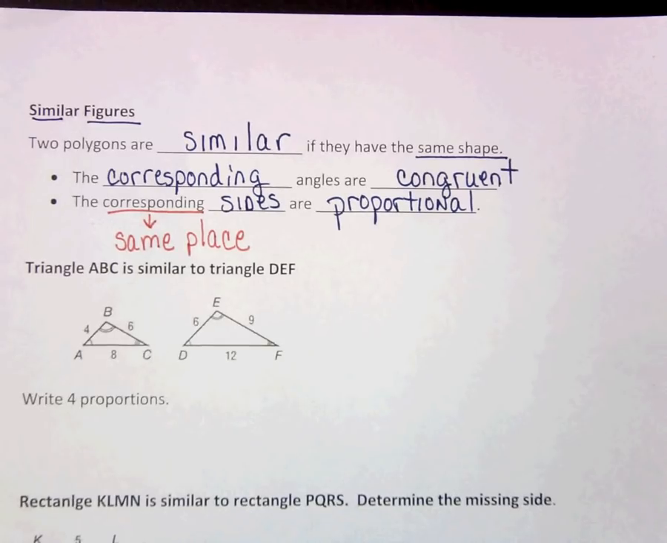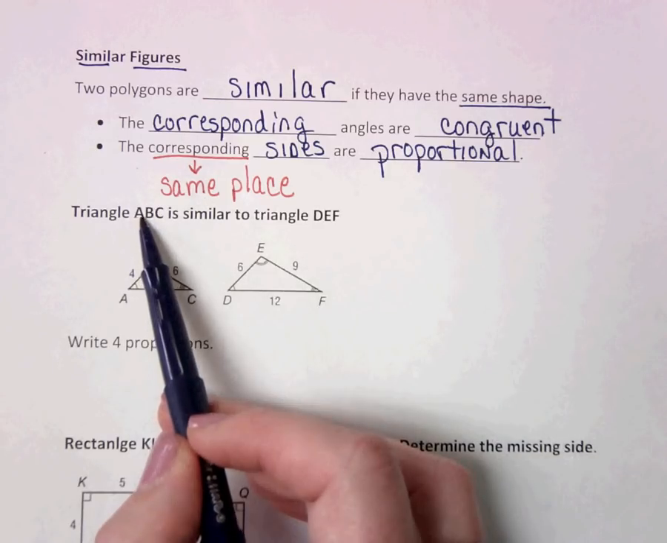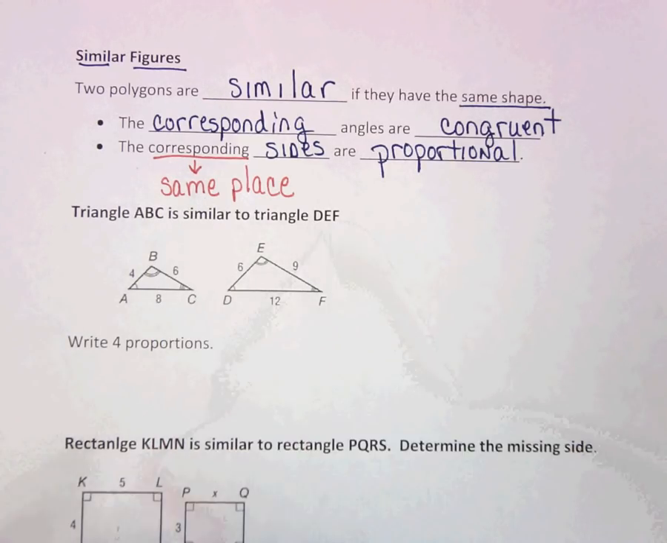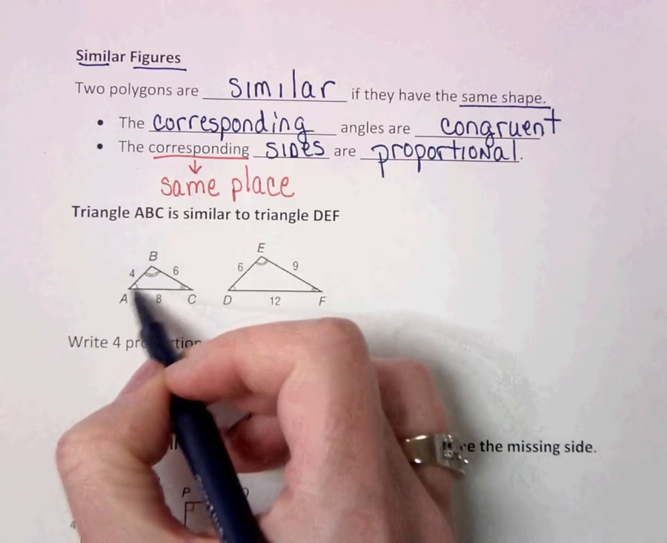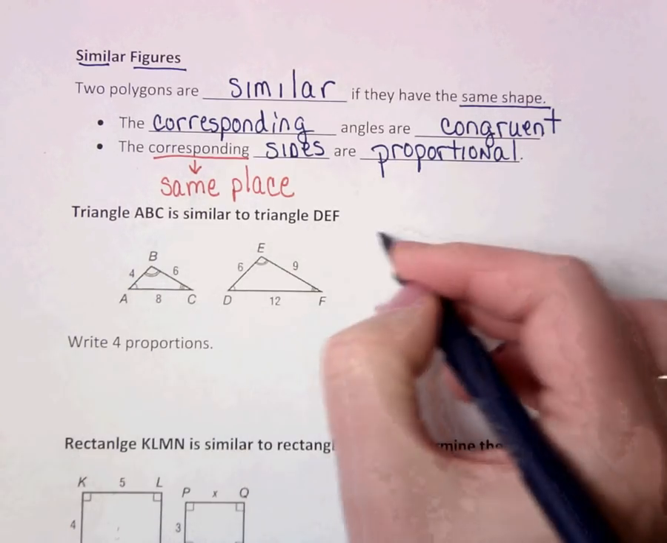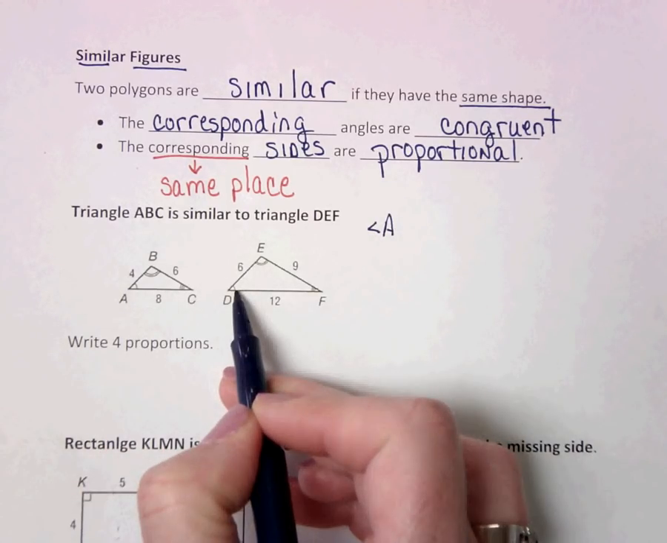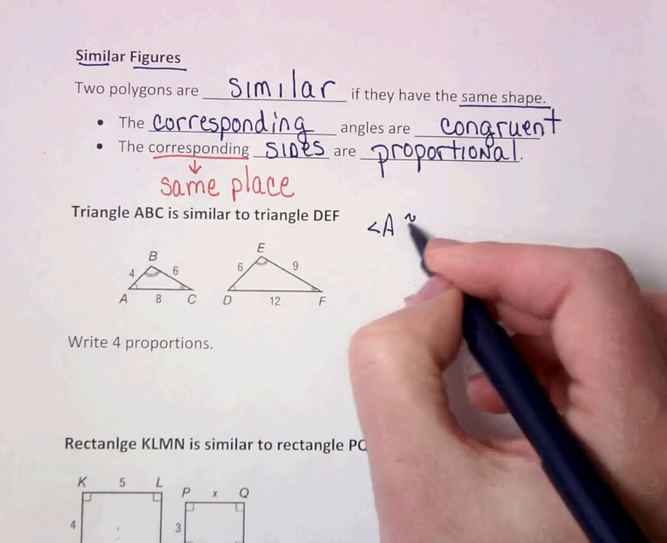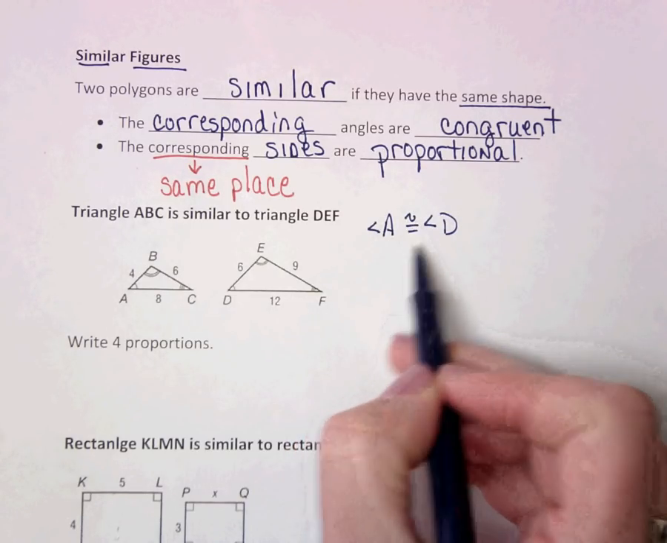And so let's look at an example. We know that triangle ABC is similar to triangle DEF. The way the triangles are stated also helps us. Look at our little congruent markings too. Because angle A has one marking in it, we know that angle A is congruent to angle D. They both have the same marking. So angle A is congruent or equal to angle D.